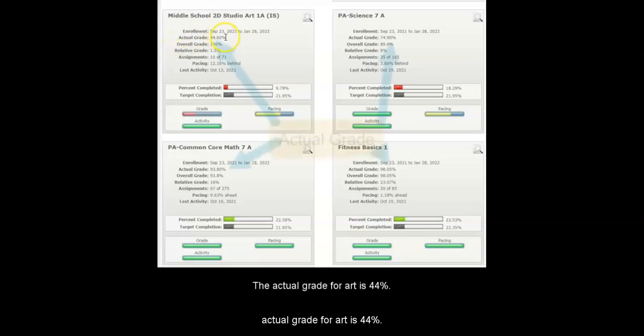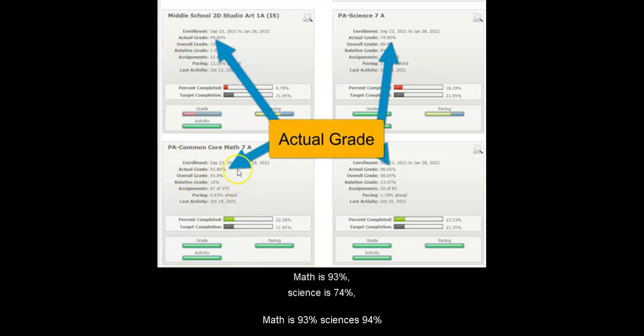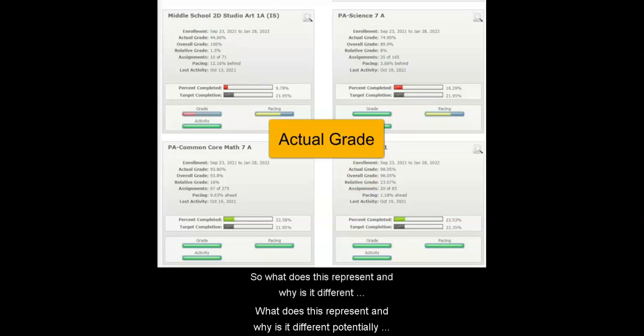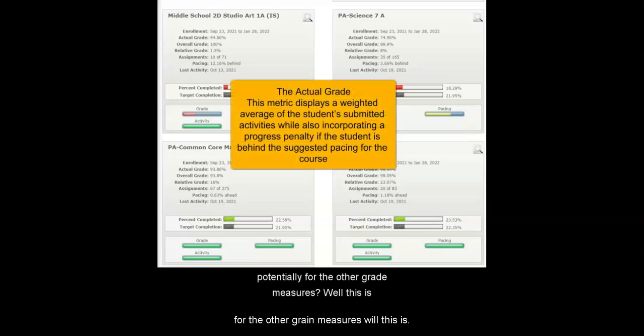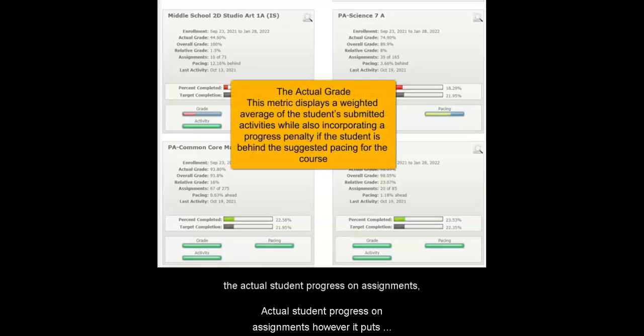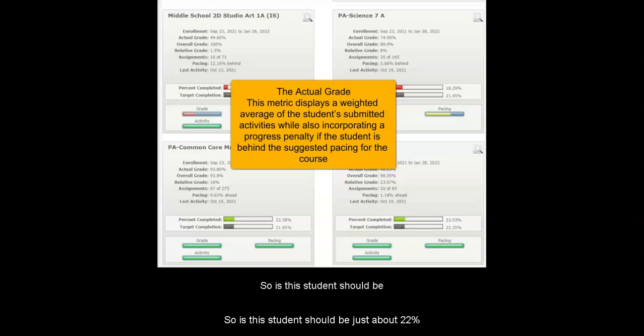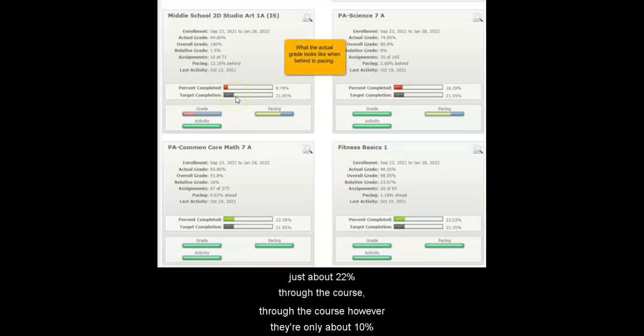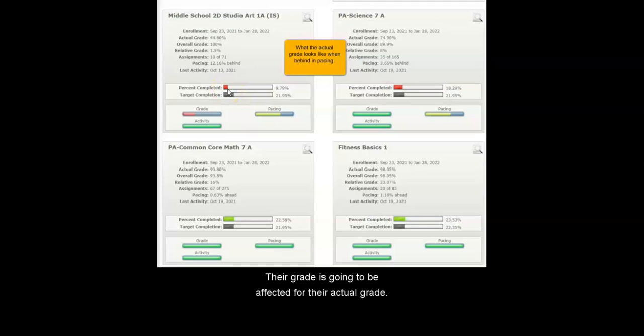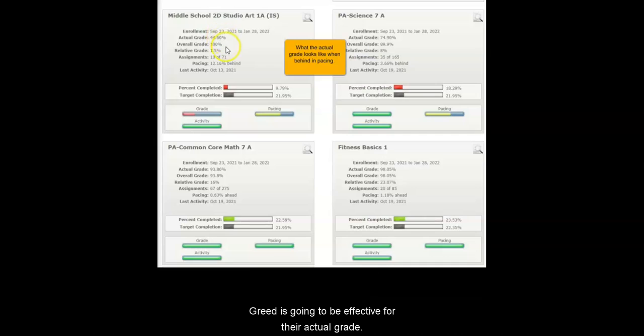All right, so the actual grade for art is 44%, for math is 93%, science is 94%, and fitness is 98%. So what does this represent and why is it different potentially from the other grade measures? Well, this is the actual student's progress on assignments. However, it puts in a penalty if the student has fallen behind in pacing. So if the student should be just about 22% through the course, however, they're only about 10% through the course, their actual grade is going to be affected.